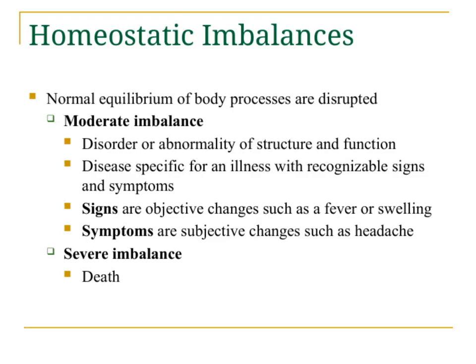Now, when the normal equilibrium of our body processes is disrupted, it can lead to different levels of imbalance. At a moderate level, this imbalance can cause a disorder or an abnormality in the structure and function of body systems. This is what we typically refer to as a disease. A disease is specific to a particular illness and usually presents with recognizable signs and symptoms. Signs are the objective changes we can observe, like a fever or swelling, things we can measure or see. Symptoms, on the other hand, are subjective. They are what the patient feels, such as a headache or fatigue.